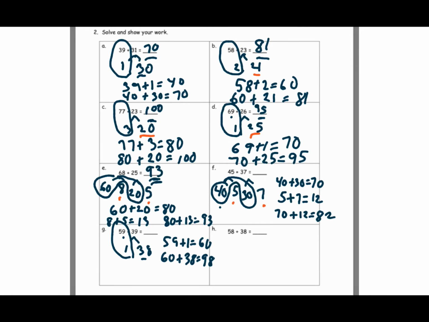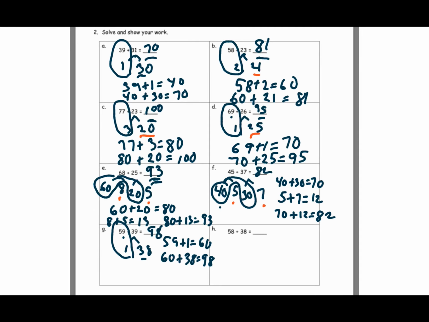Okay, boys and girls, and the letter H. Oh wait, I forgot this. 59 plus 39 is equal to 98. And I forgot this one up here. 45 plus 37 is equal to 82.